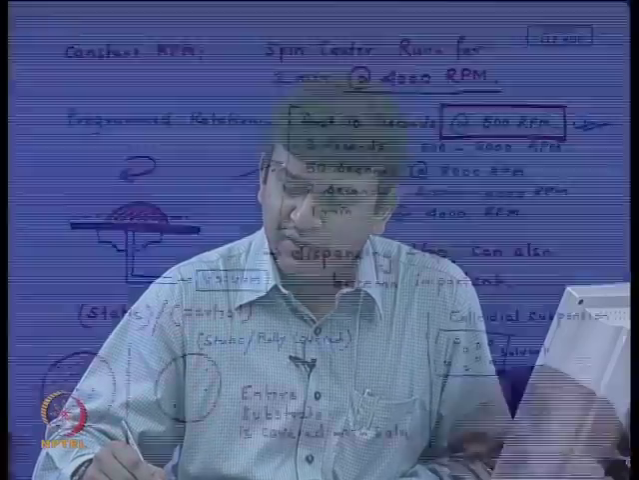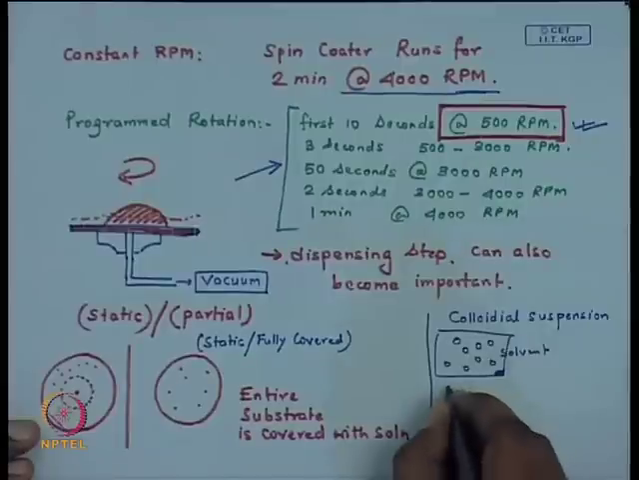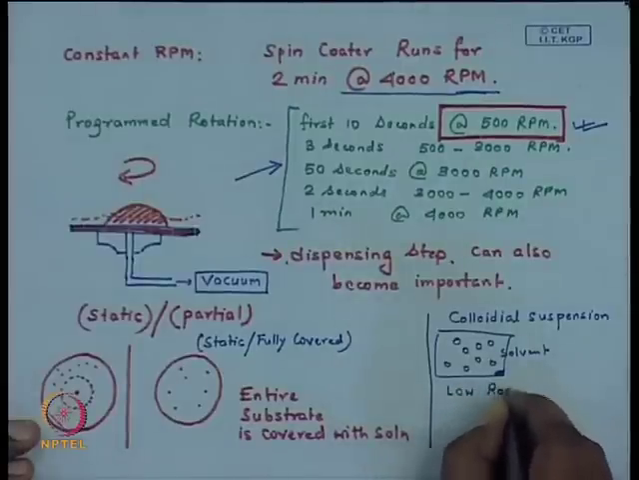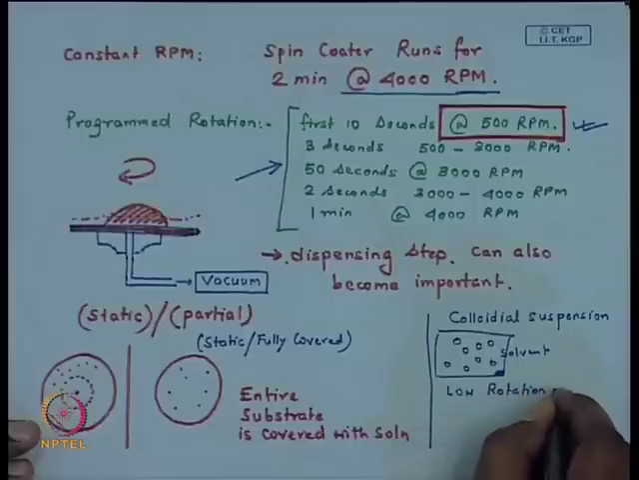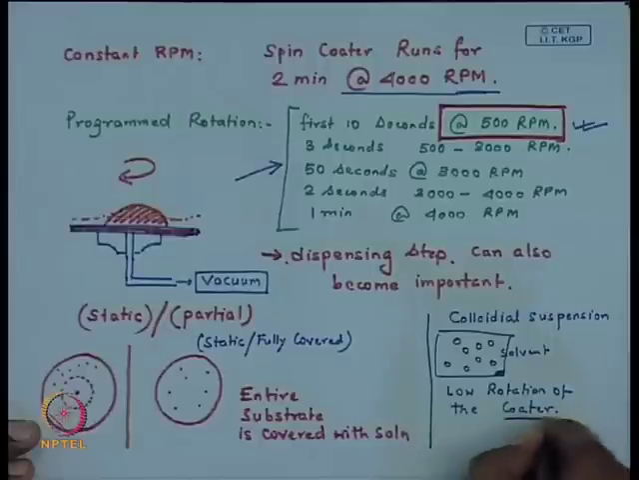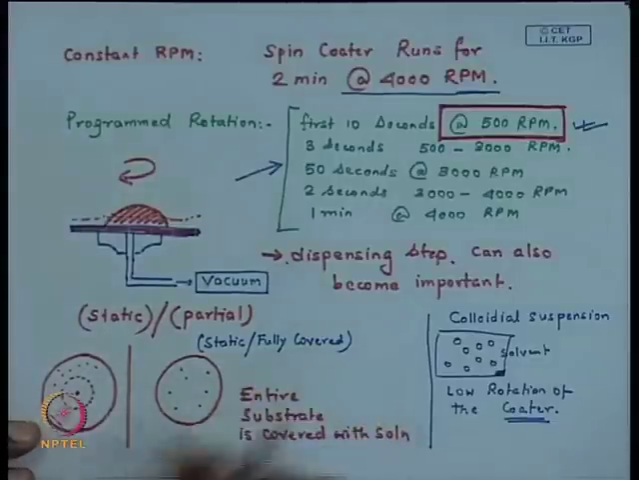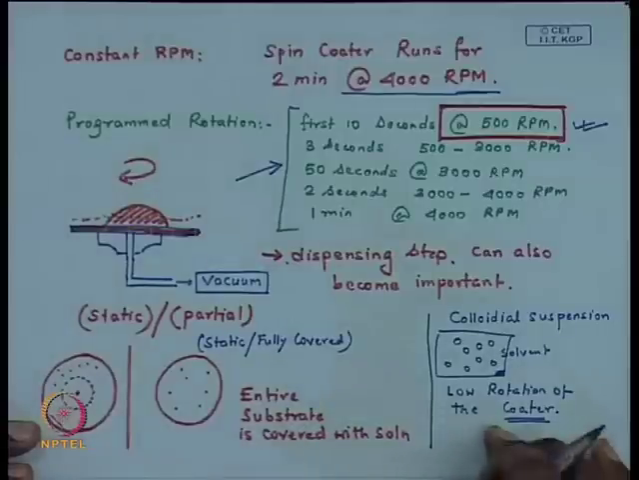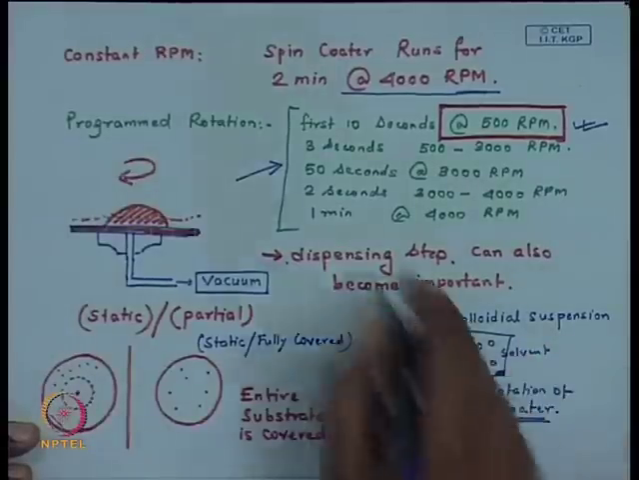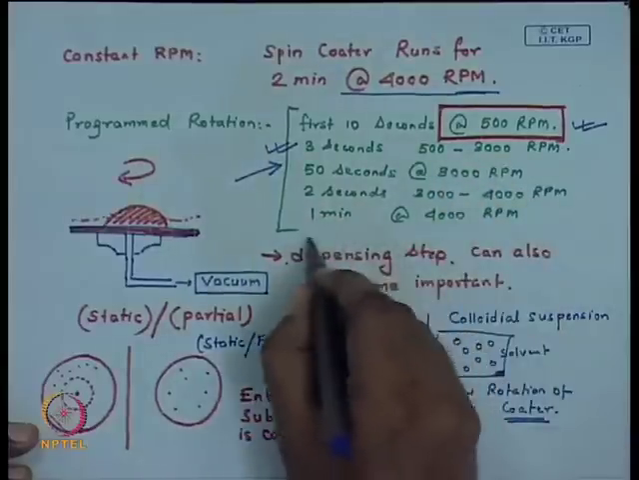So, if you are trying to spin coat a colloidal suspension, in many cases what one does is, just before you start the dispensing, you go for a very low rotation of the coater, and then as it is rotating at a very low RPM you go on dispensing, and as soon as your dispensing is complete you jack up or enhance the speed. So, that is exactly something a program like the one I have shown here does.